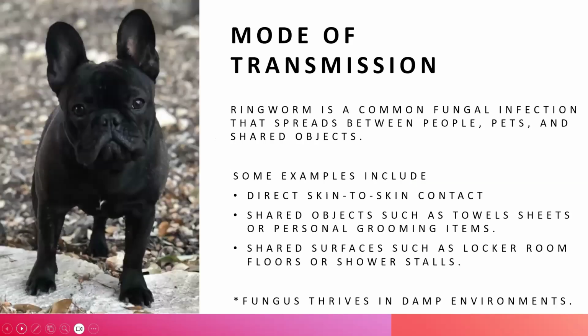So this is my cute little Frenchie Beeps. I put her on there because ringworm is not only transmitted between human to human, but it can also be transmitted from pet to human or animal to human through direct skin to skin contact. Another place that ringworm might be picked up would be in locker rooms, and also through towels, sheets, personal grooming items, things like that. So fungus really thrives in a damp environment. And so when you have that, there's a higher chance of contracting this fungus.